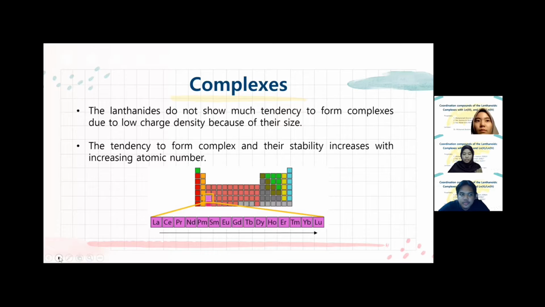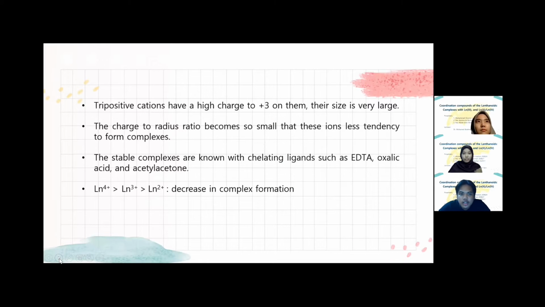Next slide. Even though the positive ions have a high charge of plus 3 on them, their size is very large. The charge to radius ratio becomes small, so the ions have less tendency to form complexes. For example, stable complexes are known with chelating ligands such as EDTA, oxalic acid, and acetylacetone. There is a general decrease in complex formation with specific ligands from lanthanoid 4+ to lanthanoid 2+ as charge decreases. Let's move on to the next slide.